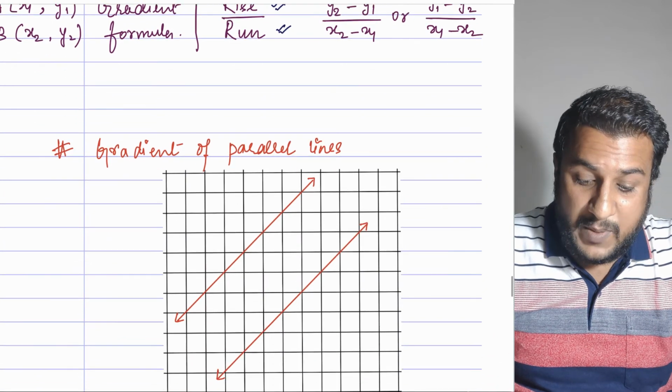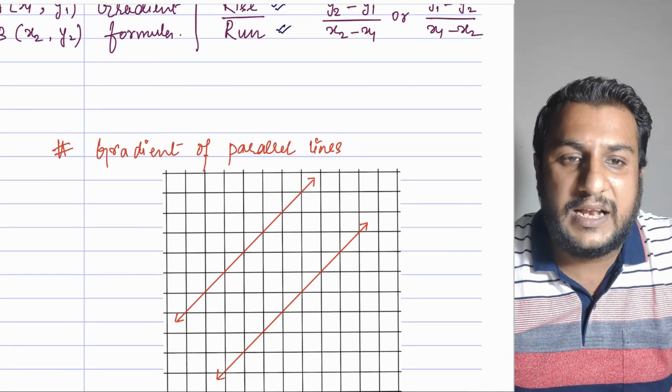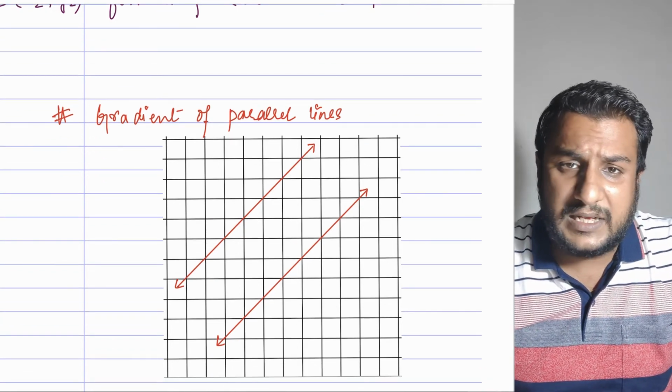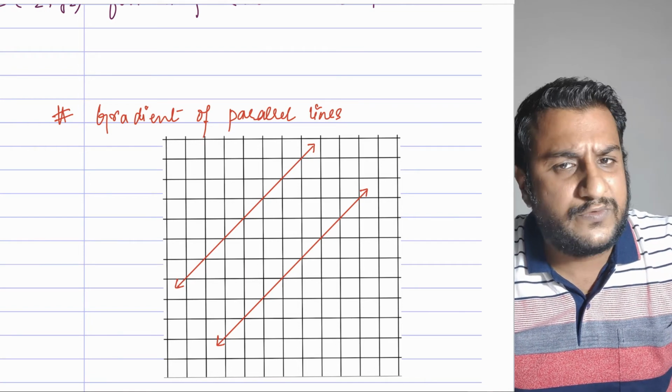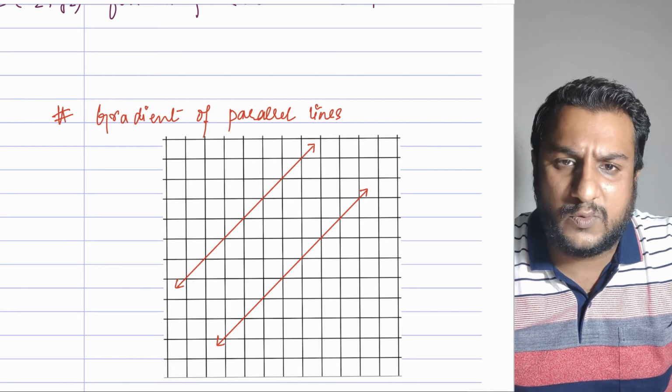Now, gradient of parallel lines. At times students get confused. What's the relation between the gradients of parallel lines? To find out the slope of any given line, what we do is we take any 2 points on that line and we find out its rise over run.